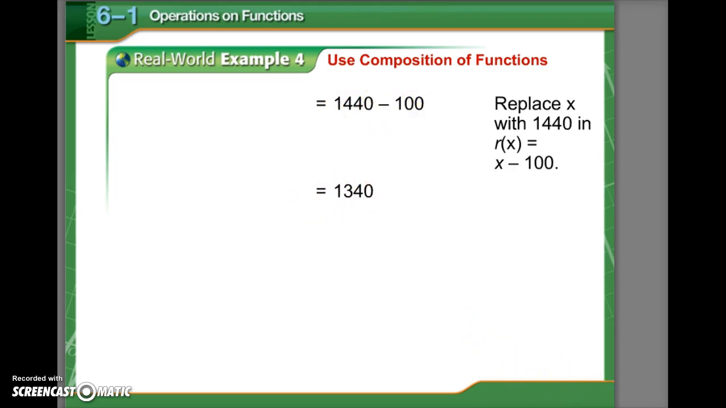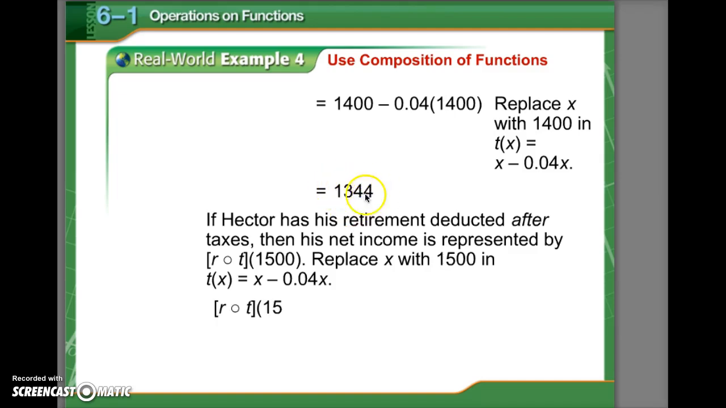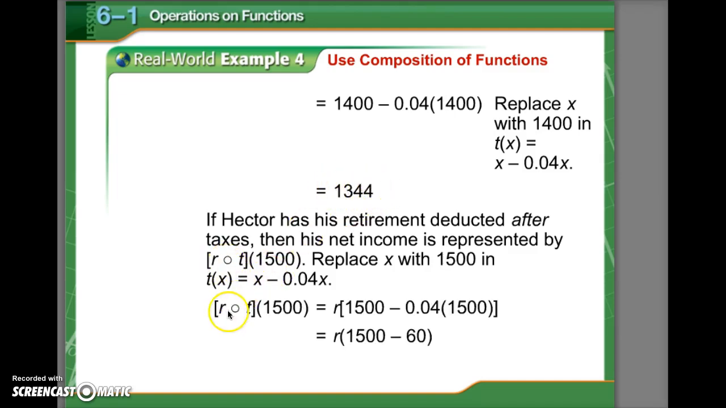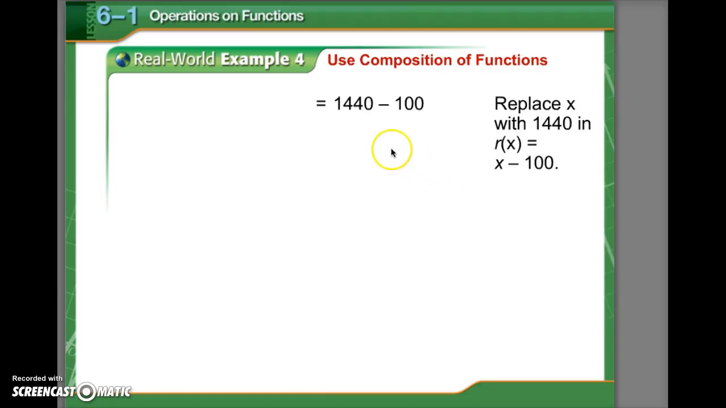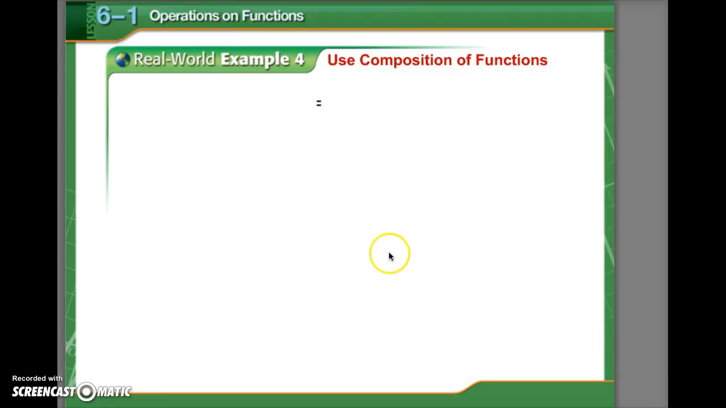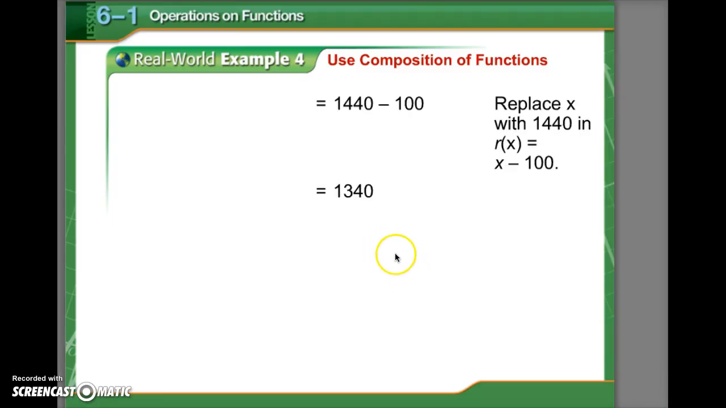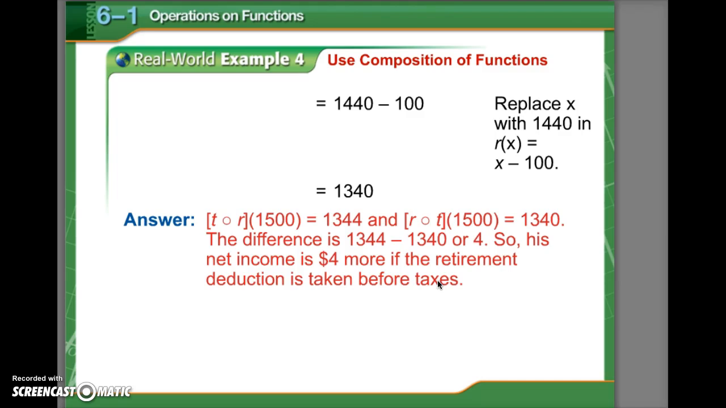So remember the difference between these two values, if we go back to the previous slide. If we do T composition R, we get 1,344, and if we do R composition T, that's how we got this answer of 1,340. T composition R is $13.44. R composition T is $13.40. The difference is $4. So his net income is $4 more if the retirement deduction is taken before taxes.